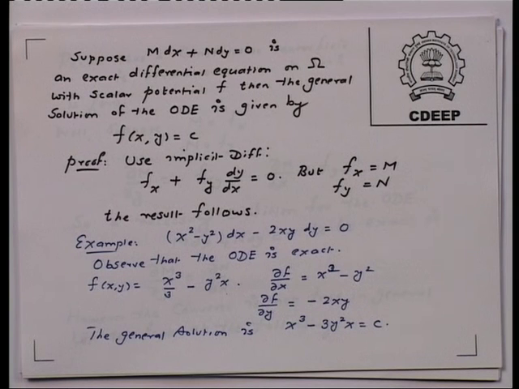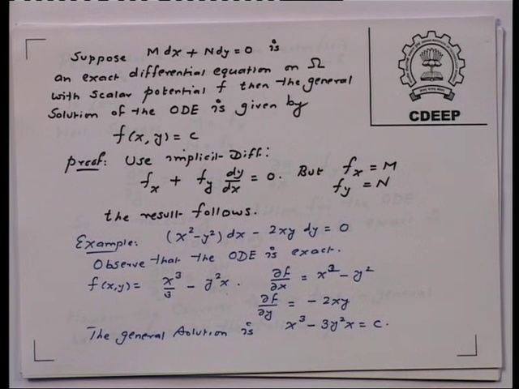Well, how do you prove this? Let us check that f(x,y) = 0 satisfies the differential equation. So, f(x,y) = c. How do you differentiate it? Use implicit differentiation: f_x + f_y dy/dx = 0. But what is f_x? f_x is M and f_y is N, and that does the job more or less. So, it is very easy.